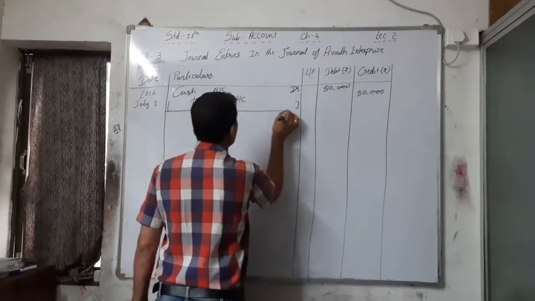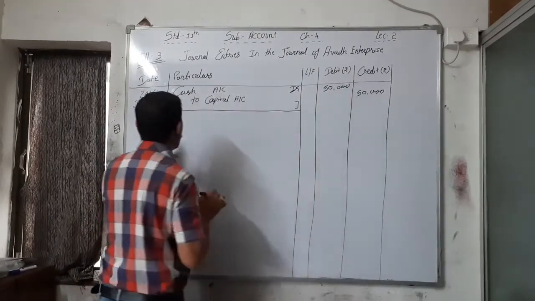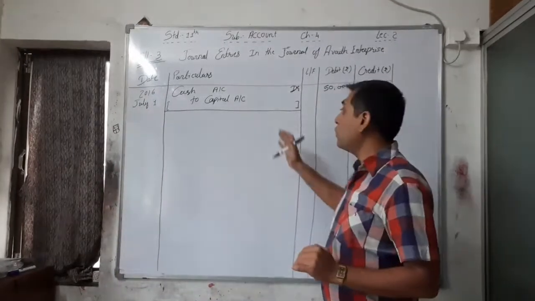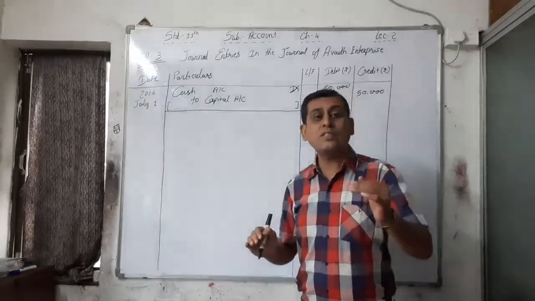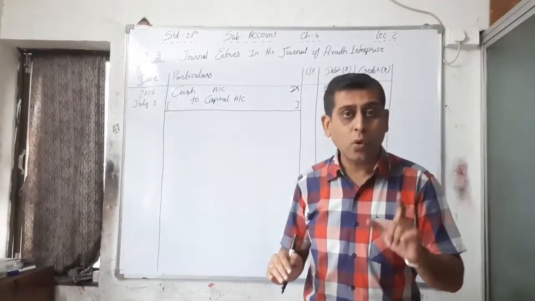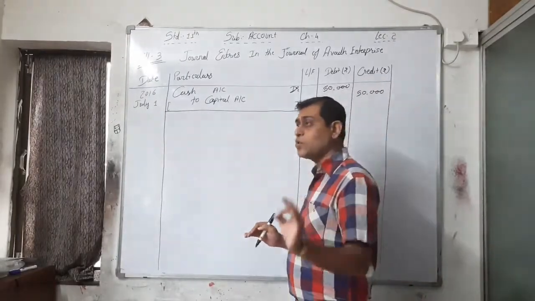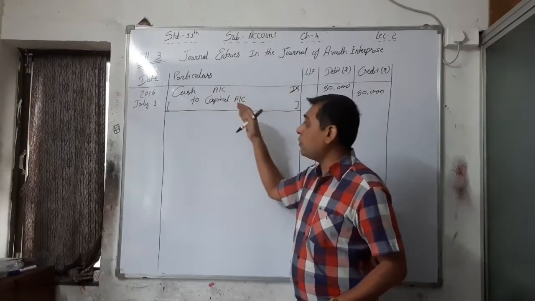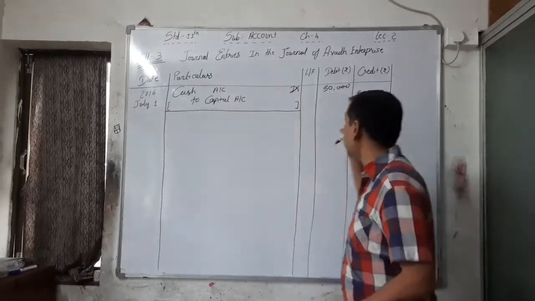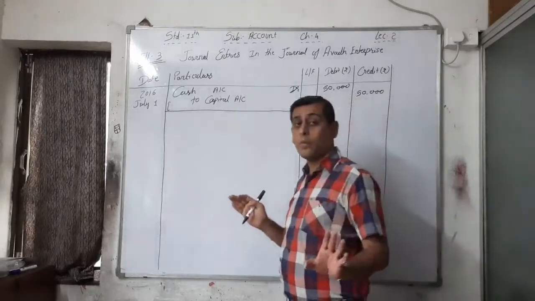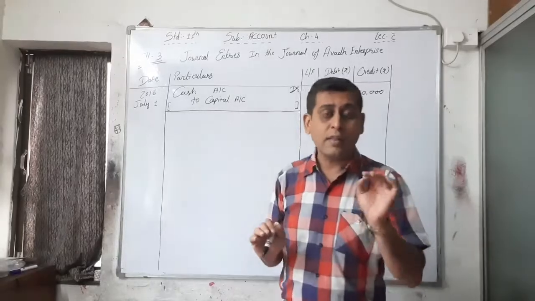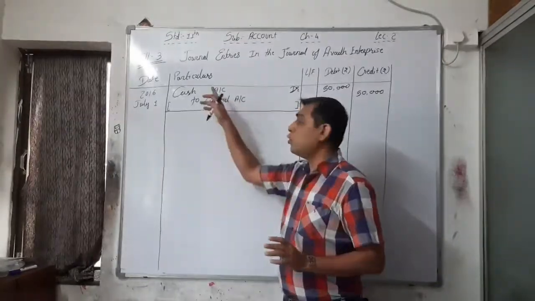See, this transaction is complete. That's why I am drawing a line in the particular column to show that this transaction is over. Whenever the transaction is over, you have to draw one line in the particular column, not in the date column, not in the debit or credit amount column. Only in the particular column you have to draw a line. That is the rule.